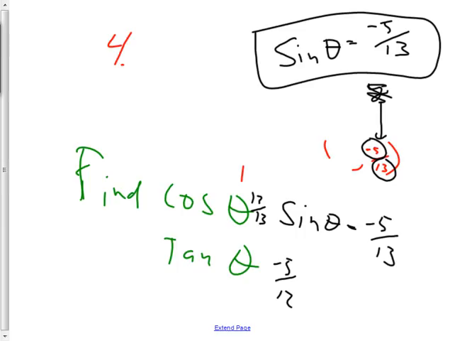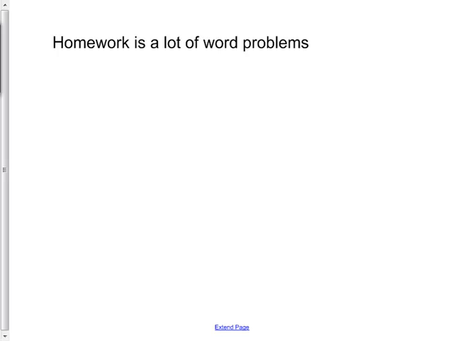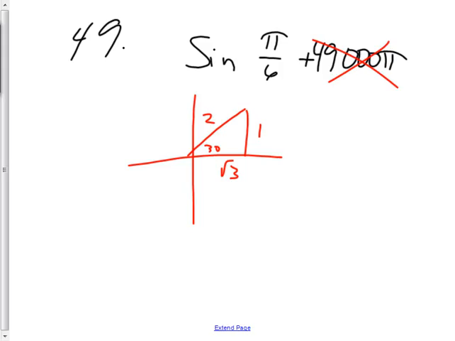Okay. All right. Homework is a lot of word problems. Does that mean they're incredibly hard? No. Mostly they give you an equation, tell you what to stick in the equation, and it makes it sound really hard, but it's not. One of the first questions is problem 49 off your homework.